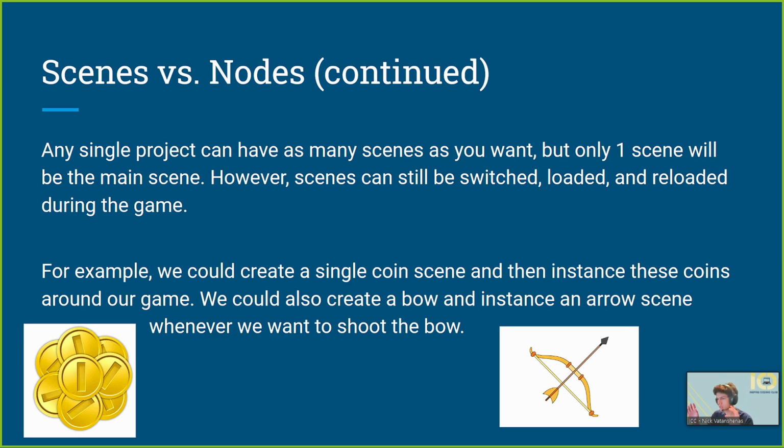We won't talk about that much during this course because we'll be creating simple games with only one main scene, and then we'll have our player scene inside that, or the coins. So for example, we could create a single coin scene and then instance or copy these coins around our game. We could also create an arrow scene and instance it whenever we want to shoot our bow, right? It would be difficult without scenes, right?